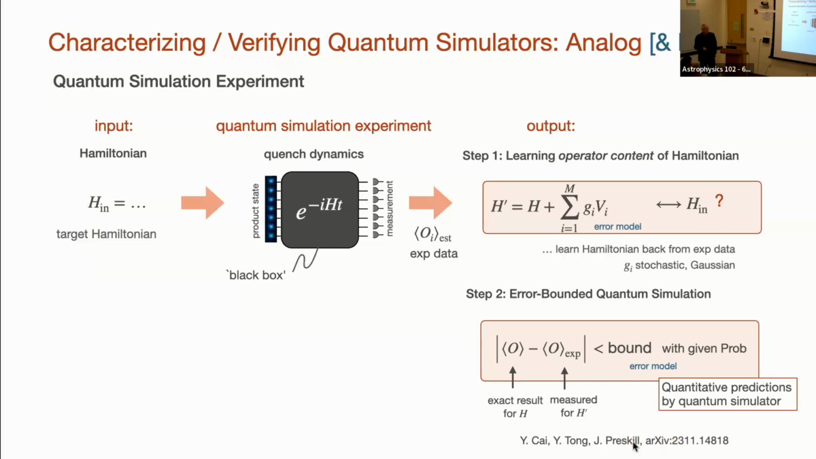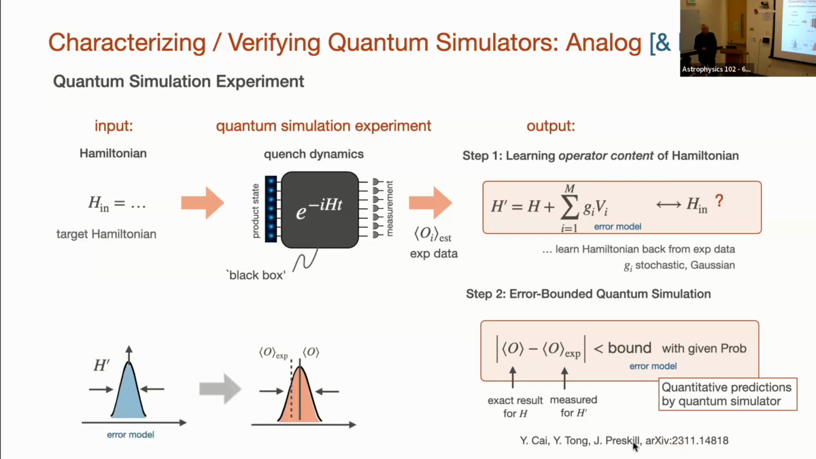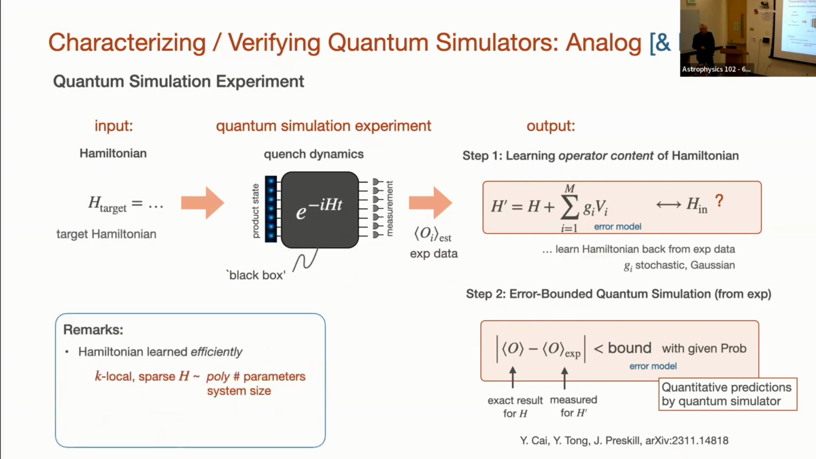So we want quantum simulators, analog simulators, to make quantitative predictions. And of course, what you learn here is a whole ensemble of Hamiltonians, and I will talk about what we mean by this expected variable, what an experiment means, in a few slides from now. A few remarks over here. The reason why this works in a regime of advantage is, of course, the old argument that Hamiltonians are physical, k-local, or sparse, so a polynomial number of parameters.